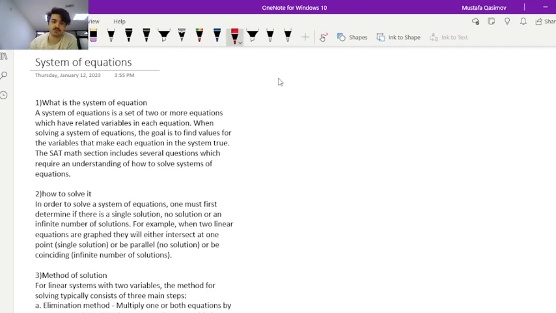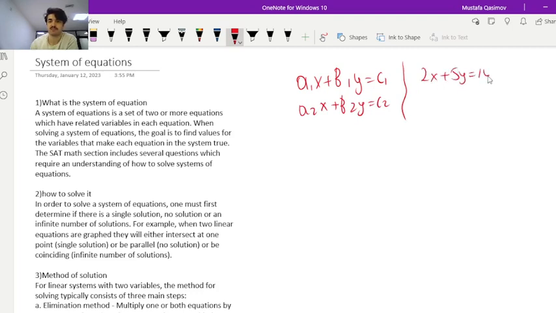we have two linear equations with two variables. For example, a1x plus b1y is equal to c1, and a2x plus b2y is equal to c2. Let's give one more example: 2x plus 5y is equal to 10, and 3x plus 4y is equal to 8. We have two variables and two equations, so we can solve it.